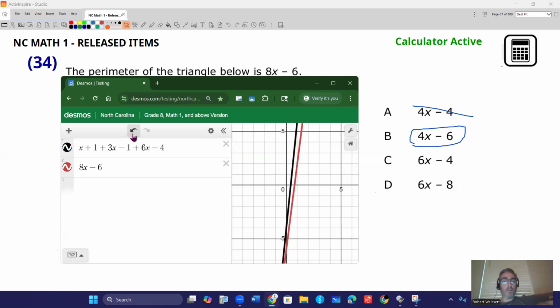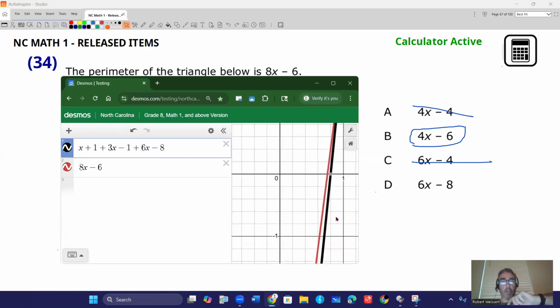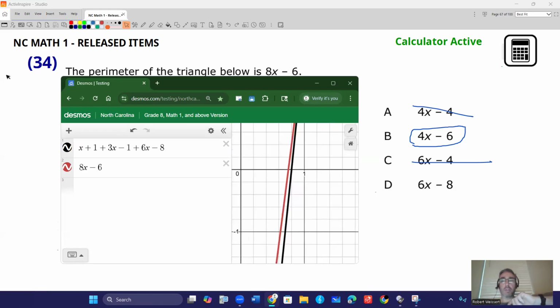Again, that's a different line. And then finally, if I look at my fourth answer choice, 6x minus 8. Let's change this to an 8. And they look close, but they are a little bit different. So the only one that perfectly lines up is going to be answer choice B. So if you want to feel lazy and just kind of throw it in Desmos, you can get the graph to do work on this one.